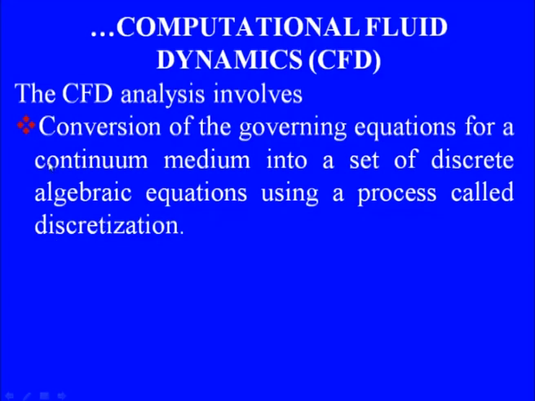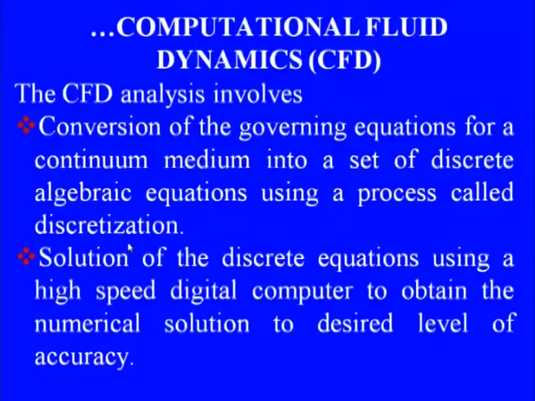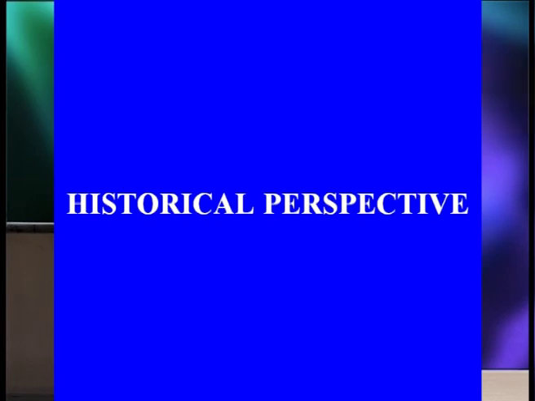That is to say, we have converted a continuum problem into a set of discrete problems, and once we have obtained the discrete problem, we solve the system of discrete equations using a high speed digital computer to obtain the numerical solution to desired level of accuracy. When we are talking about desired level of accuracy, this accuracy refers to the solution of the discrete equations. It does not refer to the overall solution of our continuum problem per se.